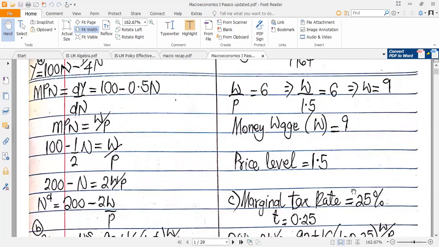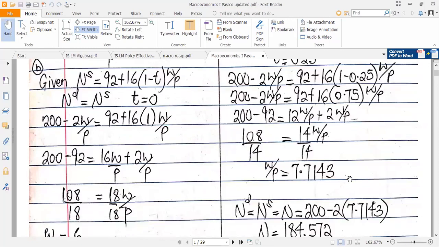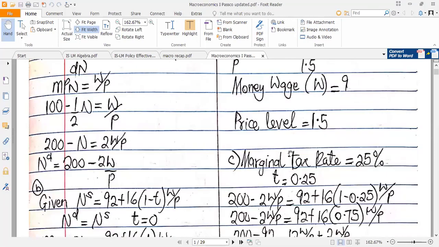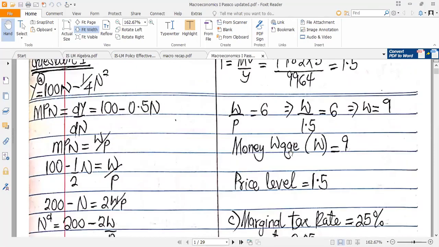Your nominal output is just either your M times V or the PY, okay? The price level times the real output is supposed to give you your nominal output. And that is what we have from here, just your M times V is equal to PY. So whatever value you get is the same as your nominal output. And that is 14946, okay? So that is how we find all those variables.